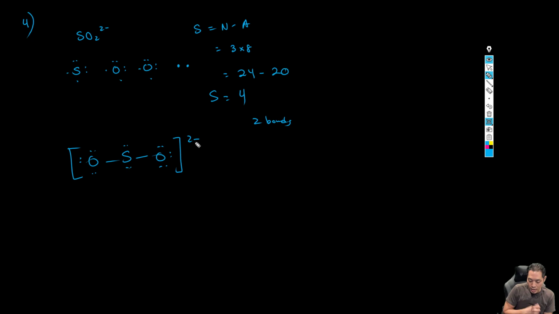SO2 2 minus. I could make sure I have the right amount of electrons. So 1, 2, 3, 4, 5, 6, 7, 8, 9, 10 pairs or 20. So I am good. So I have 2 single bonds. Wait, 1, 2, 3, 4, 5, 6, 7, 8 lone pairs in this structure.